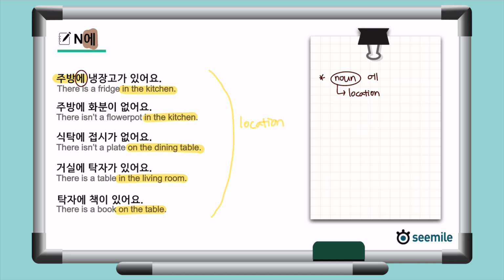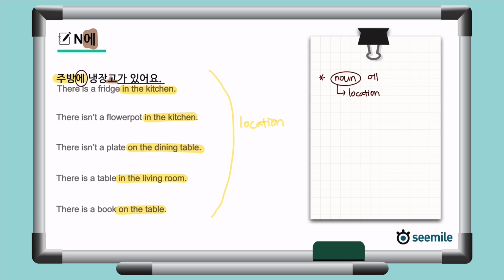So, how would you say there is a fridge? 냉장고가 있어요. Then how about there is a fridge in the kitchen? 주방에 냉장고가 있어요. There isn't a flower pot. 화분이 없어요. There isn't a flower pot in the kitchen. 주방에 화분이 없어요. There isn't a plate. 접시가 없어요.